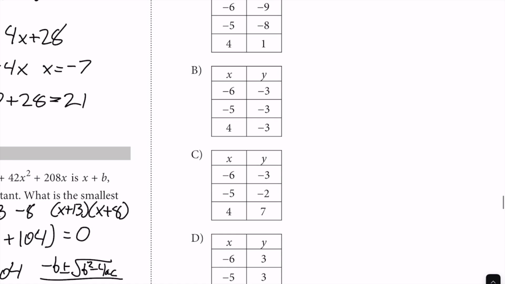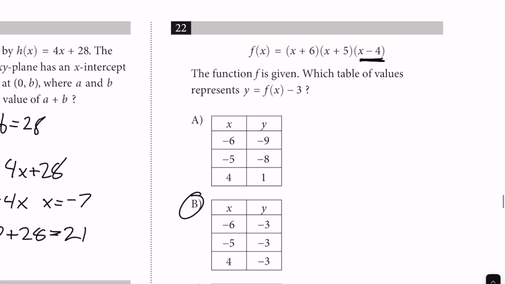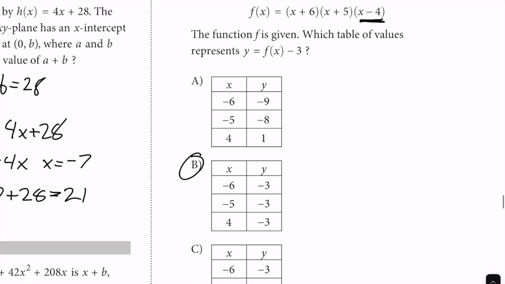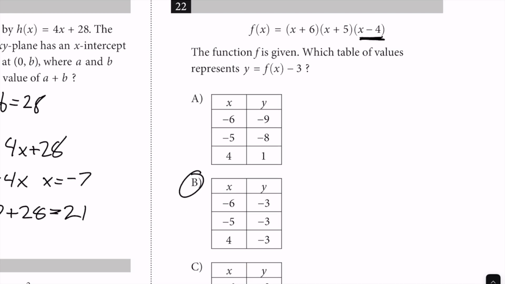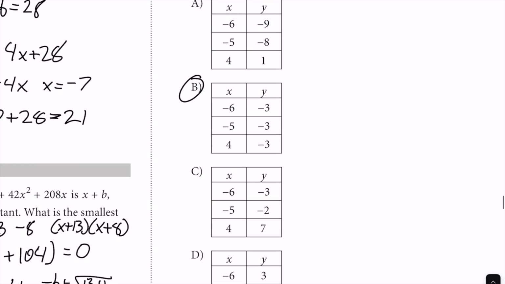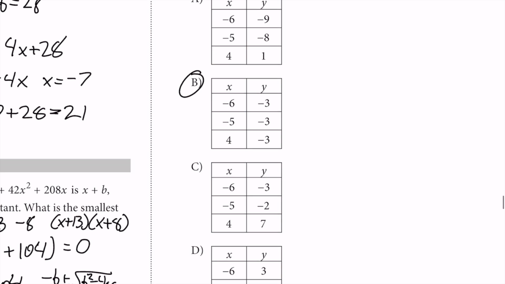When we look at our answer choices, the only time where that's true is B, so B is going to be our answer. You can see if we check with any of the other choices, like negative 6, for example, we should also get negative 3. That's the case for B. That's the case for C. When we check with negative 5, we should also get negative 3. That's only the case for B. So B is going to be our answer.